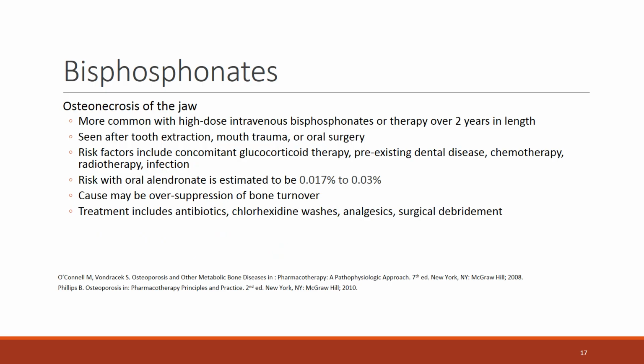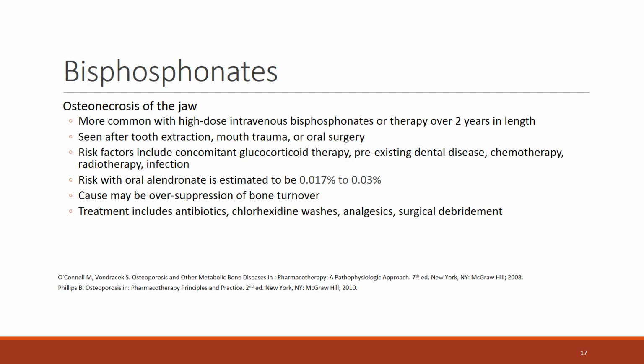Osteonecrosis of the jaw has certainly generated a lot of interest. It's much more common with the high-dose intravenous bisphosphonates, which are those used in cancer therapy, as well as if somebody's been taking the bisphosphonate for over 2 years. What happens is that you see the osteonecrosis of the jaw after somebody's had mouth trauma or surgery in the mouth or a tooth extraction, so there's been some trauma there. Like we said, the chemotherapy tends to be a risk factor, as well as being on steroids, having dental problems, having radiation treatment, or having an infection.